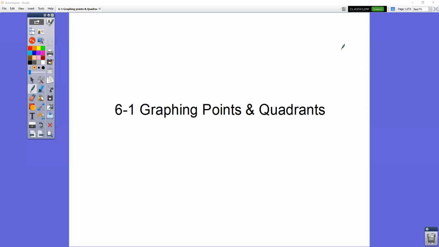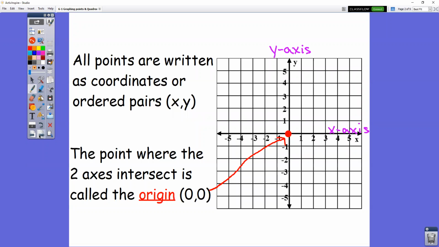So this is the lesson for 6-1, graphing points and identifying quadrants. When we go to graph points, all points are written as coordinates or ordered pairs. These three terms all mean the same thing: a point, a coordinate, or an ordered pair. All three of those things mean the same exact thing.